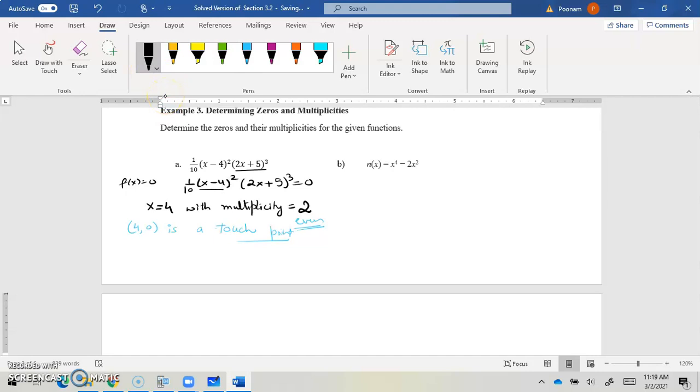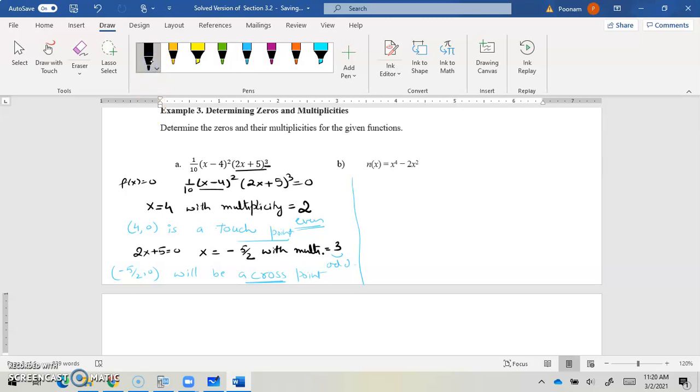From the second factor, I get the zero of negative 5 by 2. What is the multiplicity of that? It is equal to 3, right? Because this factor is repeating 3 times. Now 3 is an odd number, so (negative 5 by 2, 0) will be a cross point, meaning the graph will pass through at that point.